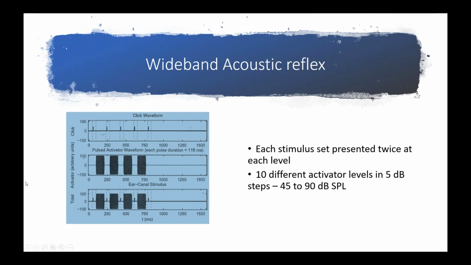So with the reflex, the click is given, and then you measure the wideband absorbance. Then a pulsed activator is given, whether it's broadband or the tonal pulse activator, and that's followed by the click again, and then you measure the change in the absorbance. Each pulse has 4 presentations of the activator and then the click. Each stimulus is presented twice at each level, and there are 10 different levels, each in 5 dB steps, going from 45 dB to 90 dB SPL.